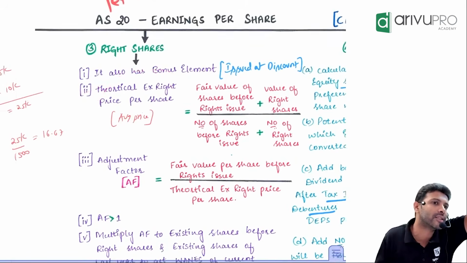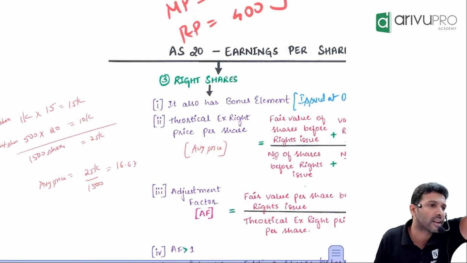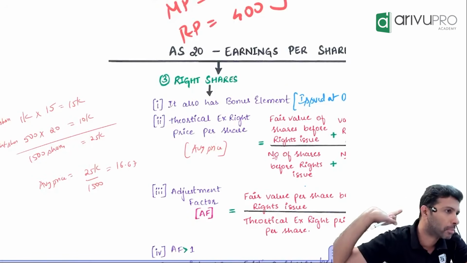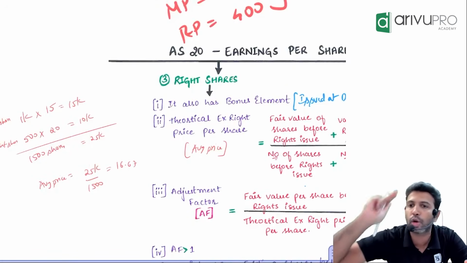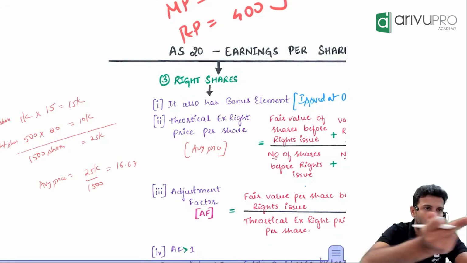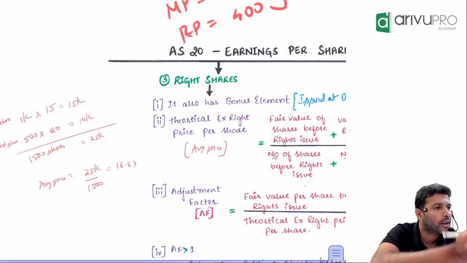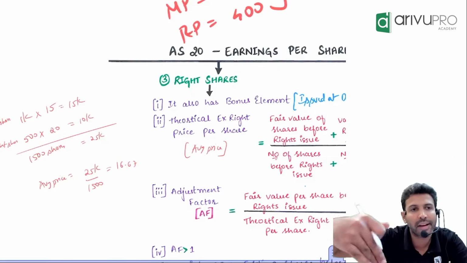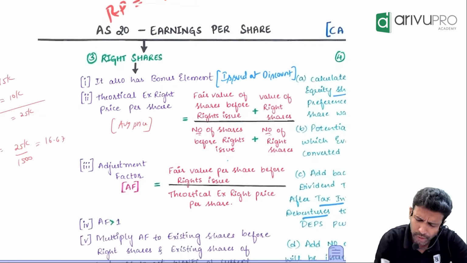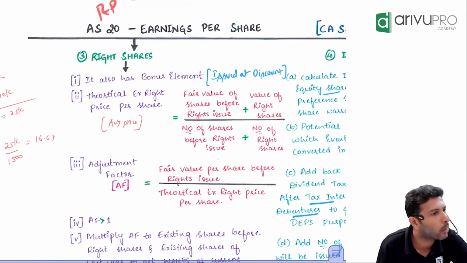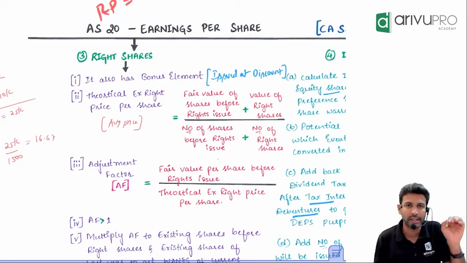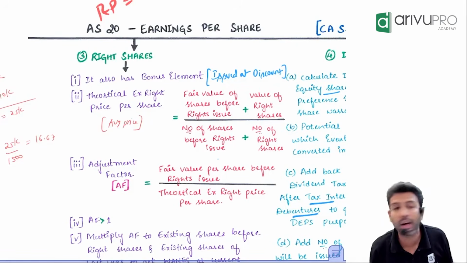Tell me the formula once again. How do you get theoretical ex-right price per share? Numerator is value, denominator is number. One is original, another one is right. First, find the value of original, then add the value of right, divided by the number of original shares plus the number of right shares. That's your formula. This is your average price, or in AS20 terminology, theoretical ex-right price per share.